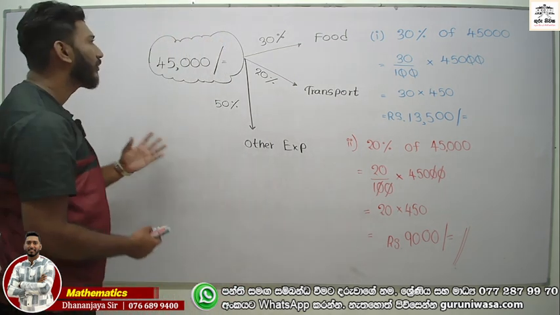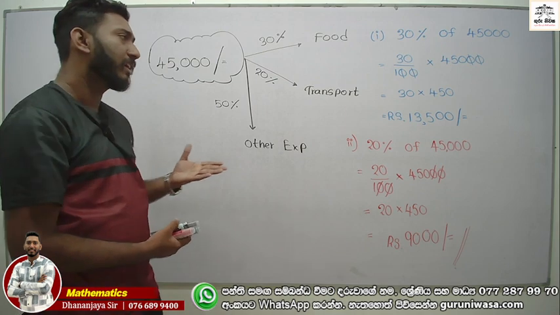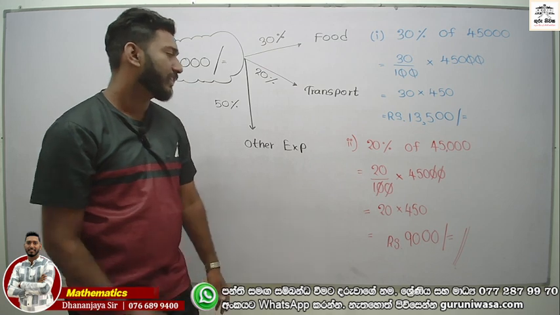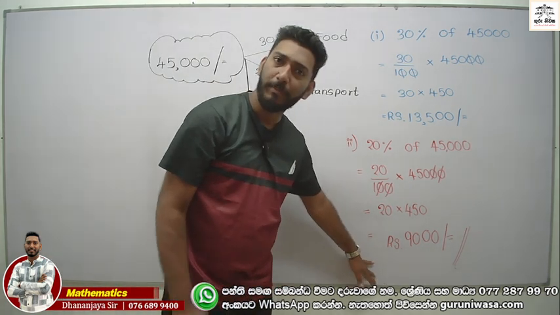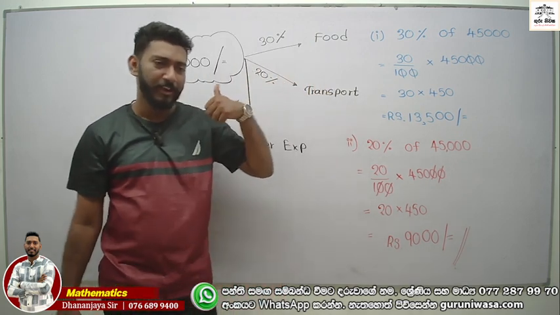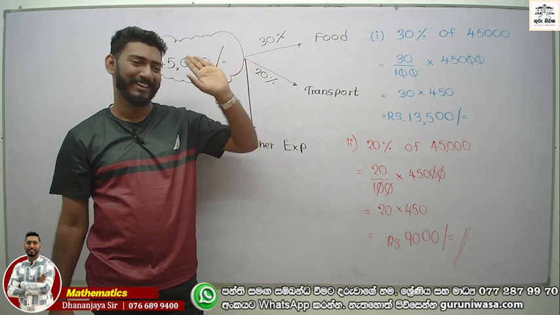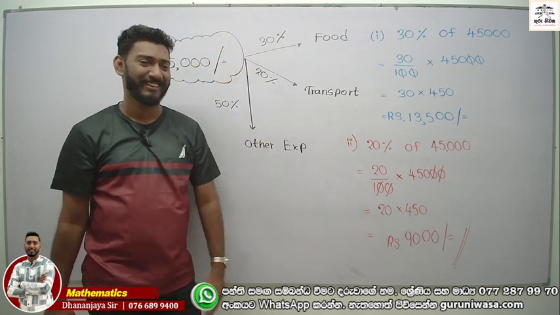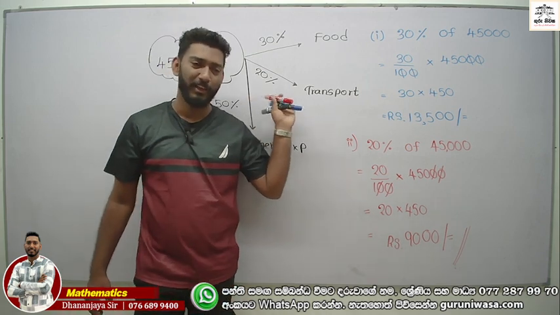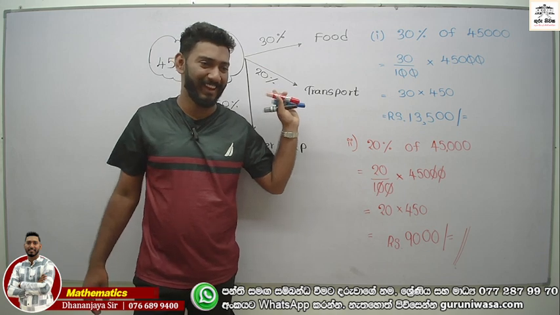In our salary of 45,000, 13,500 is for food and the expense for transport is 9,000 rupees. Good. Okay, right. Now okay.